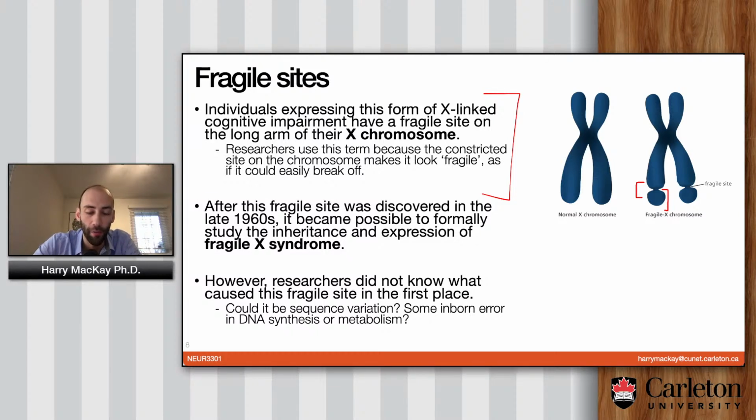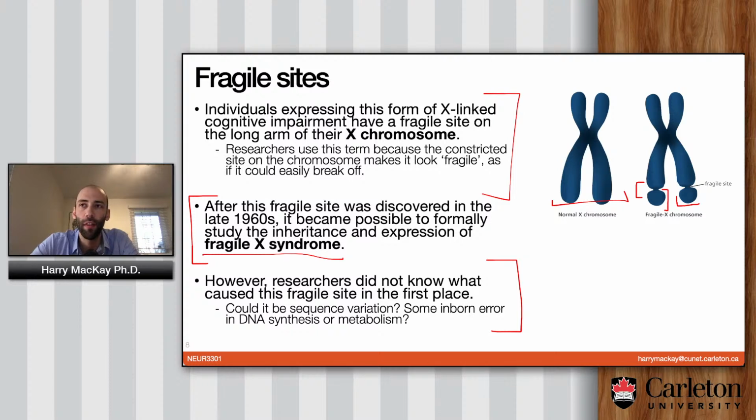But after this fragile site was known, it became possible in the late 60s to actually study Fragile X syndrome formally, because you could take cases of cognitive impairment and look at the family history, and if justified, you could do a karyotype and actually look to see if the proband, the individual that you were looking at, had this fragile site, and if they did, that was a diagnosis of Fragile X syndrome. You could also follow that back through their moms and see that the moms would often have these Fragile X chromosomes too, but of course because they had a spare, normal X chromosome, the effect of the fragile site was oftentimes quite minimal. But so there you go.